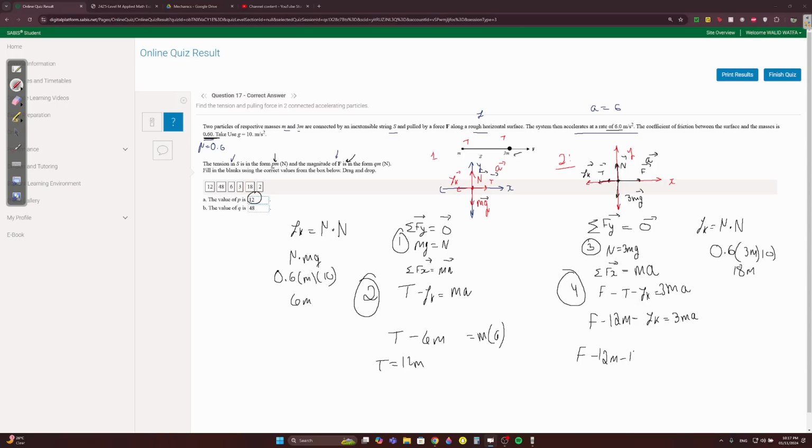So minus 18m is equal to 3ma, 3 times m times the acceleration, which is 6. So you're going to get, take it all to the other side. You're going to get F is equal to 3m times 6 is 18m plus 12m plus 18m. Because you took it all to the other side, you're going to get F is equal to 48m. So F is in the form of something m. What is that something? 48.